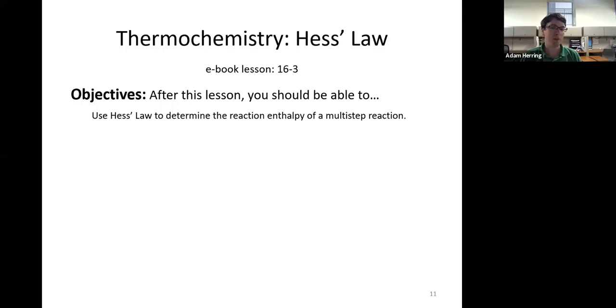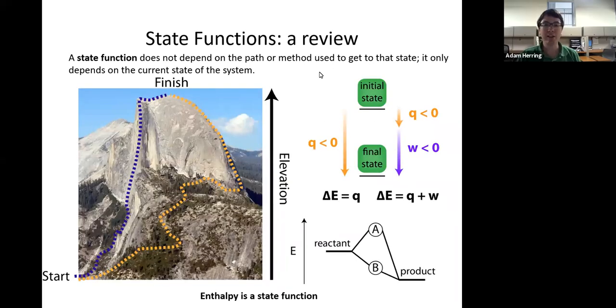Welcome back. In this video, we're going to describe what is called Hess's law. We can use Hess's law to describe reaction enthalpies for reactions that require multiple different steps. To understand Hess's law, we need to review state functions.